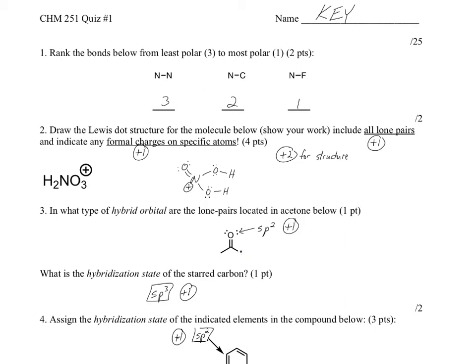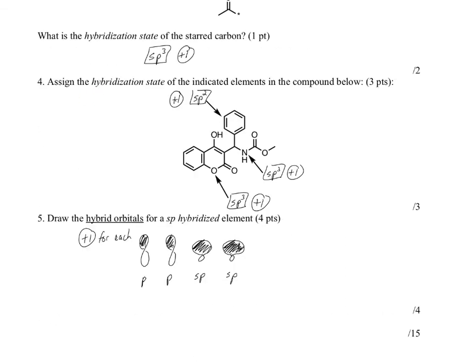Hybridization state of the starred atom. Some folks forgot to do this. Don't forget to read these questions carefully. This one has no pi bonds, so it's sp3 hybridized. All right, here, assign the hybridization state. Again, the boxed in atom means the hybridization state.